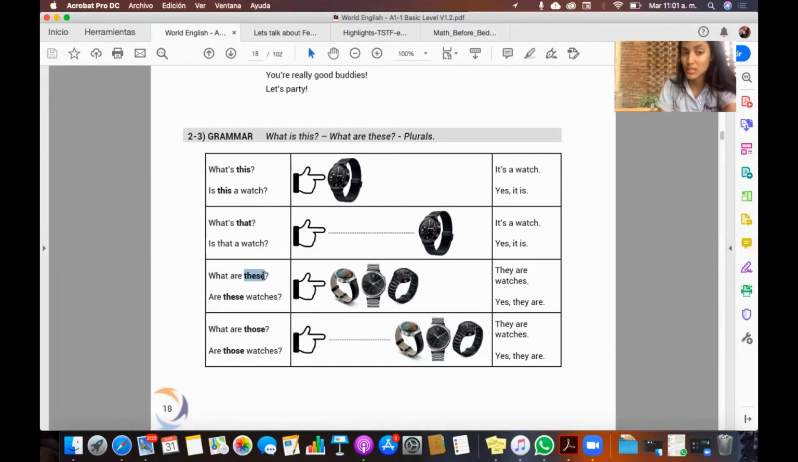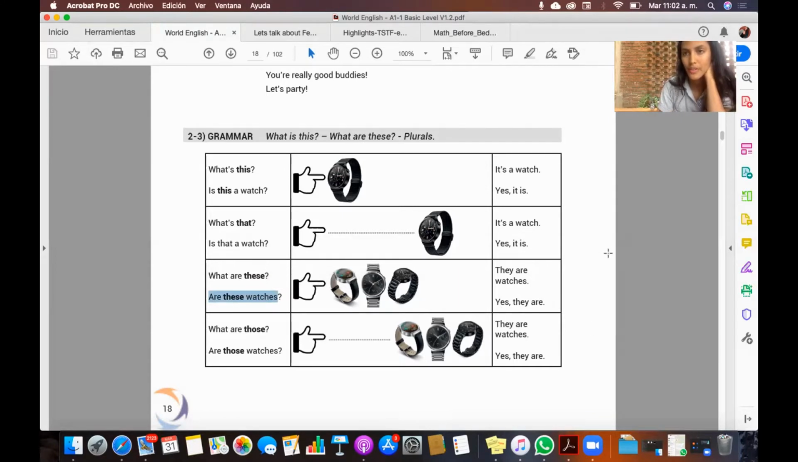What are these? Okay, pay attention to the spelling. What are these? These are jars. What are these? These are watches. Are these watches? Yes, they are.